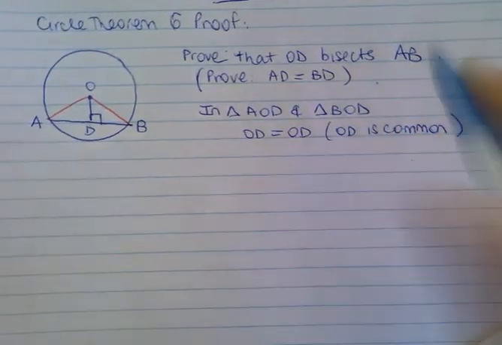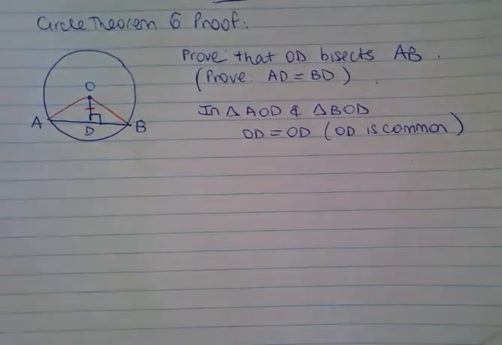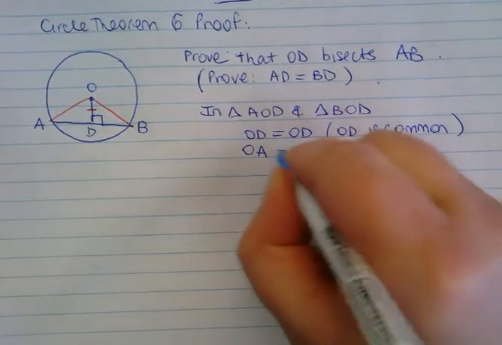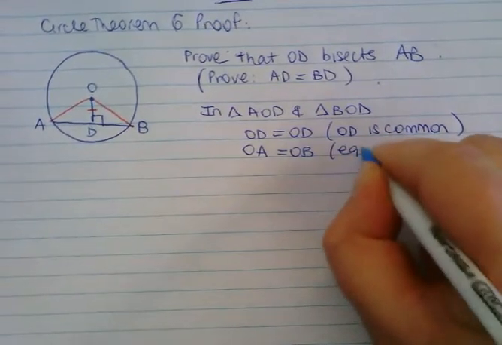What else do we know? I'm going to put a dash. What else do we know? We know that OA equals OB, equal radii.